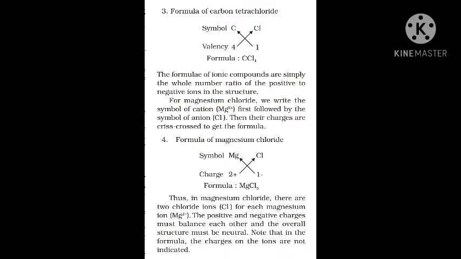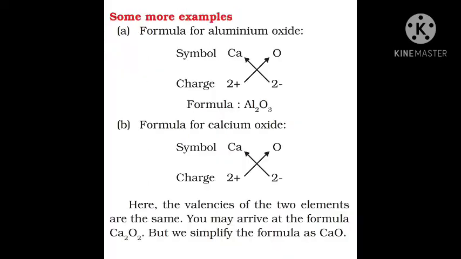First one, aluminium oxide. Formula of aluminium oxide. Symbol of aluminium Al, oxygen O. Charge 3+ for aluminium and oxygen 2-. Crisscross the charges, you will get the formula as Al2O3.